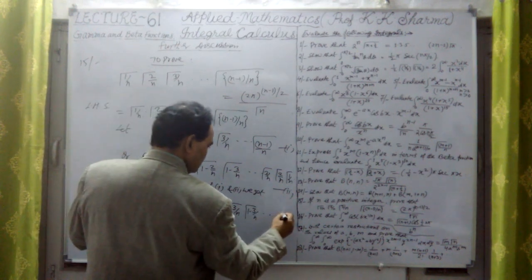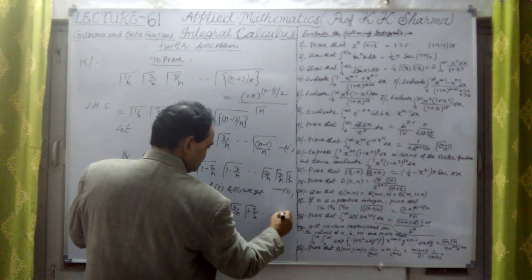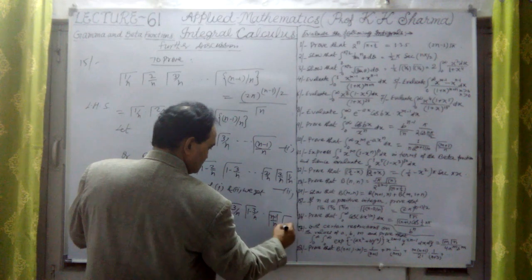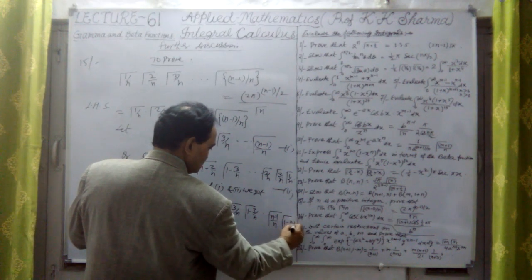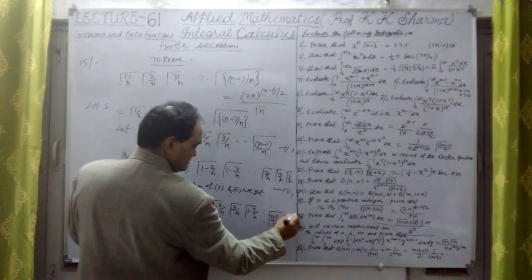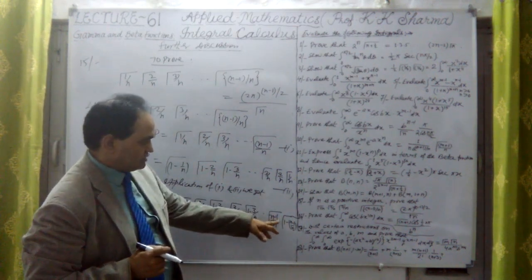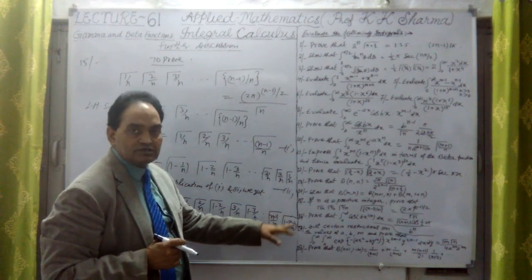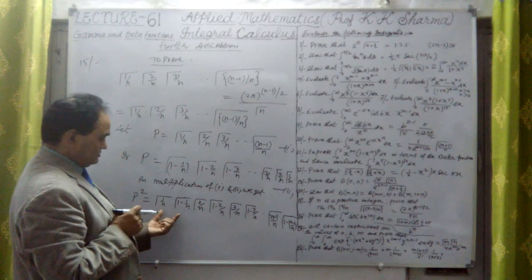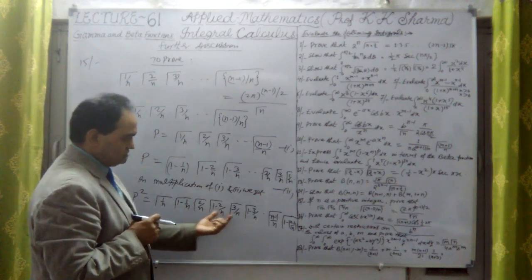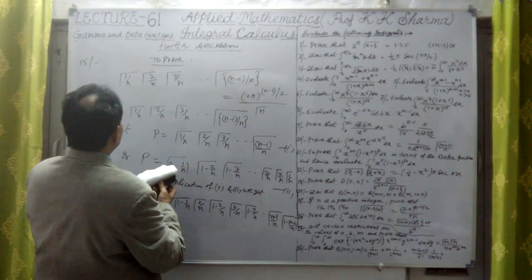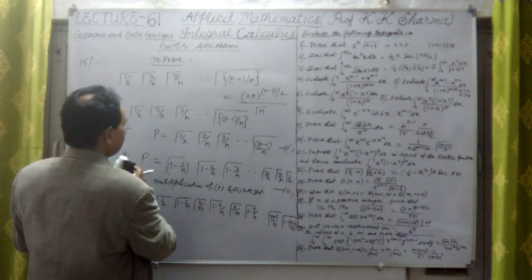In the end, we will have n minus 1 upon n, gamma of 1 minus n minus 1 upon n. This is the last term: gamma n minus 1 upon n into gamma 1 minus n minus 1 upon n. Now what do we get from this? Let me write here.